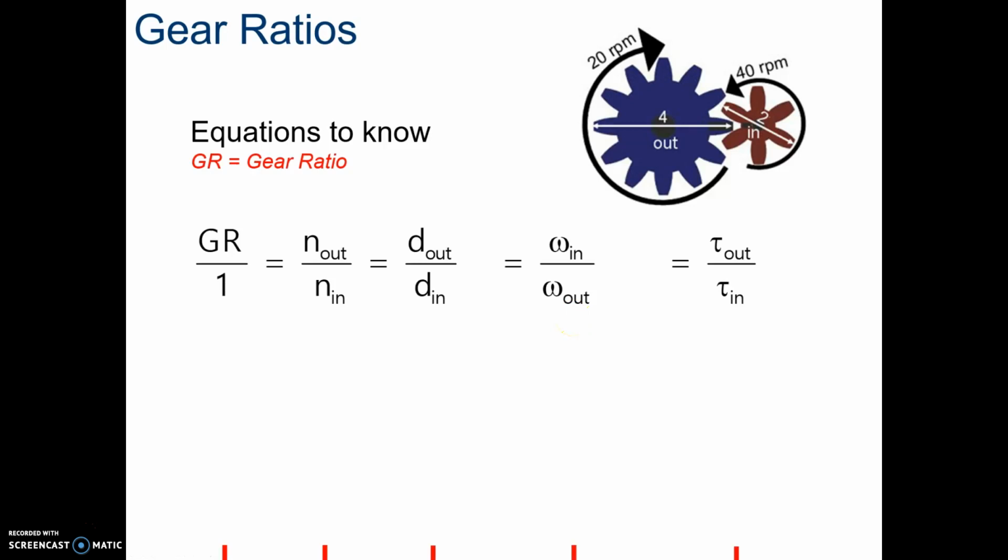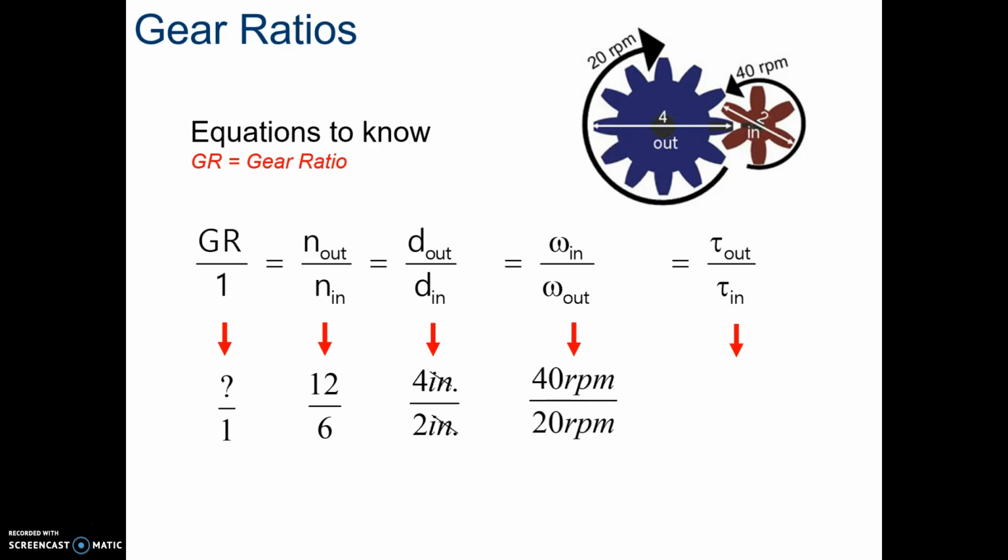So we look at our examples here of the red and blue gear. We put all these in. Our gear ratio we don't know yet, but we can solve it pretty simply. The number of teeth out over number of teeth in is 12 over 6. Diameter is 4 over 2. Omega, our speed, would be 40 over 20, since it's in over out. And our torque is 80 over 40. And so they all simplify to a ratio of 2 to 1. So that is our gear ratio.